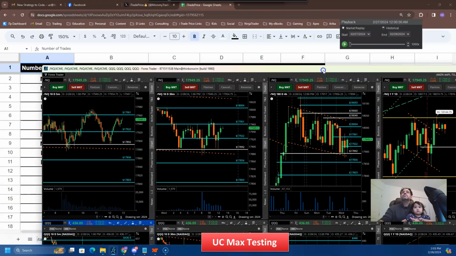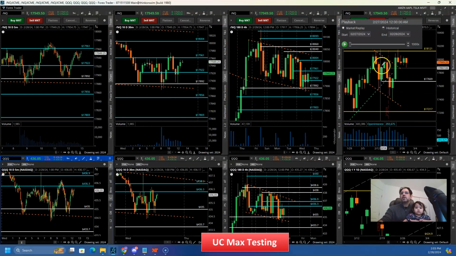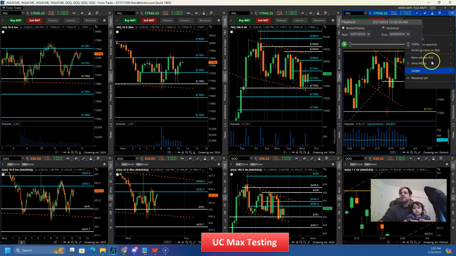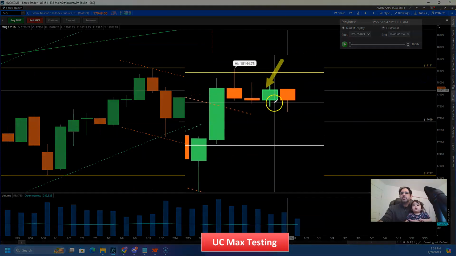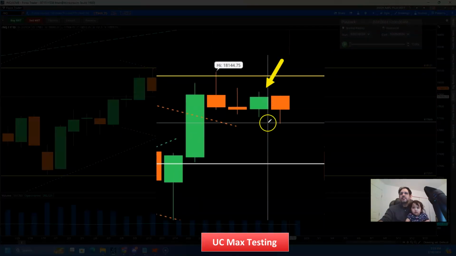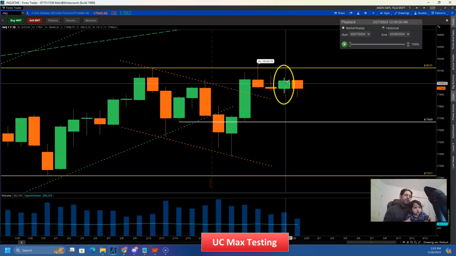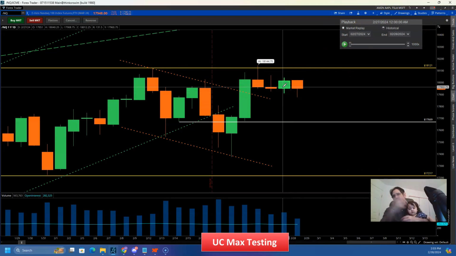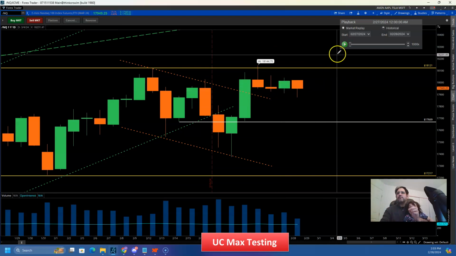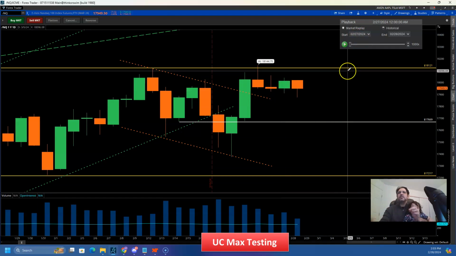So for example, here's the NQ chart. Let's take a look at the daily chart. Here's the daily view. So February 27th, this bar right here was a pretty choppy, range bound day. So let's run this bot, the UC Max, on February 27th, and we will run it from midnight till the US market closes at 4 p.m.